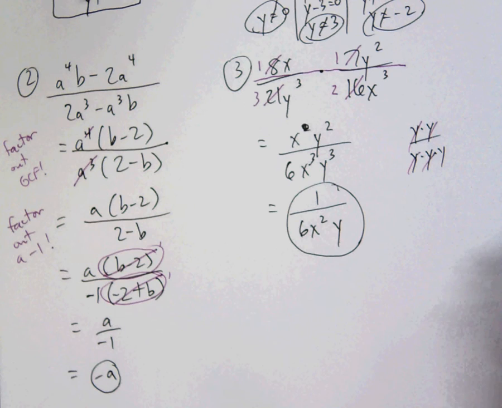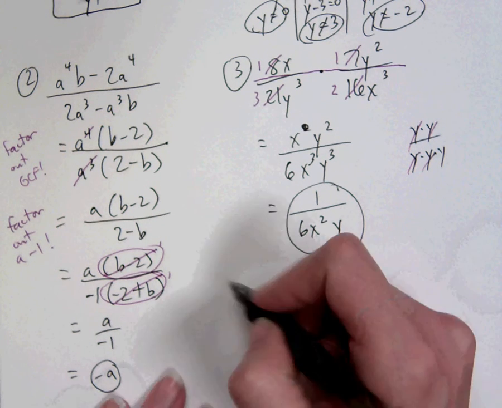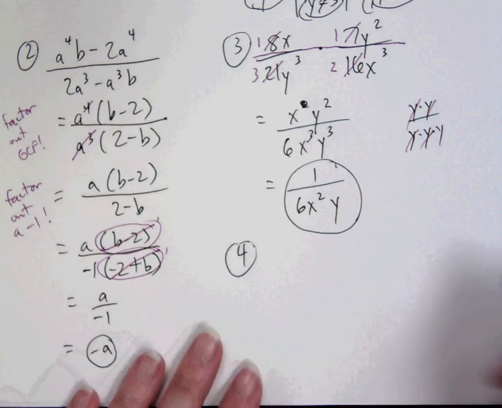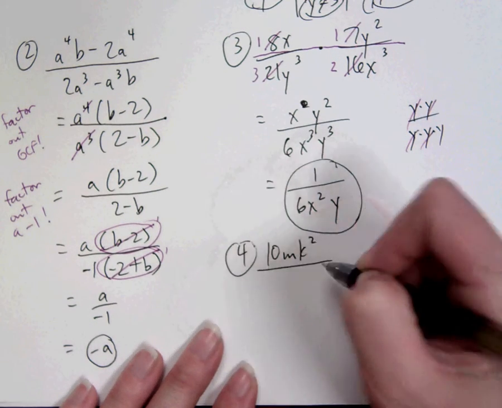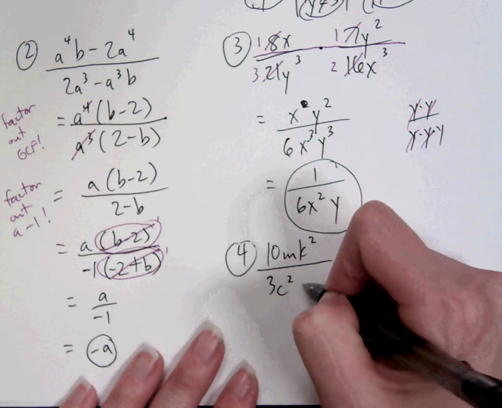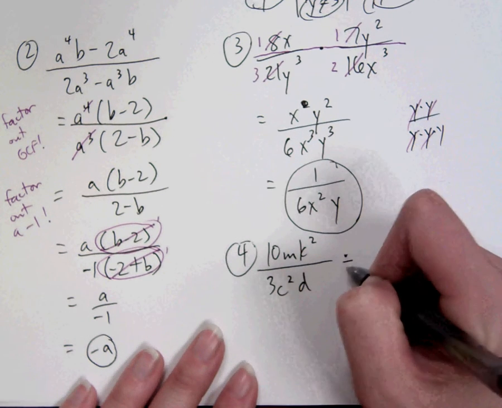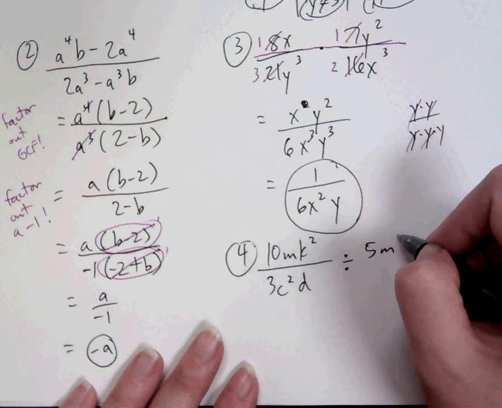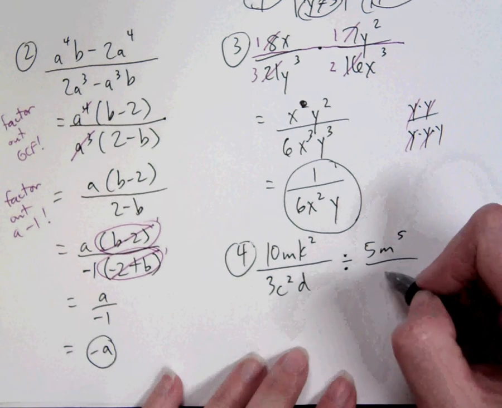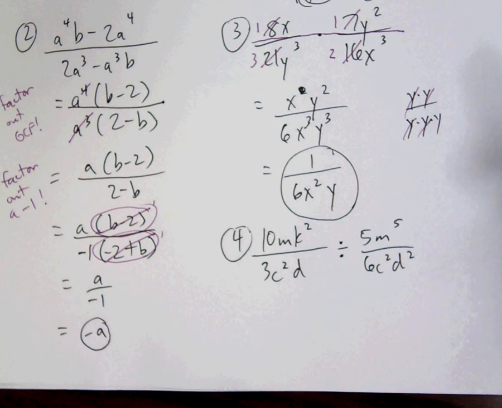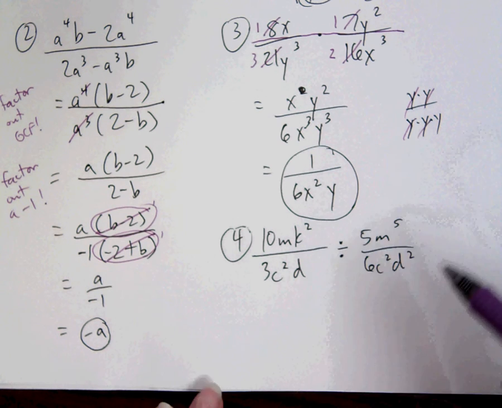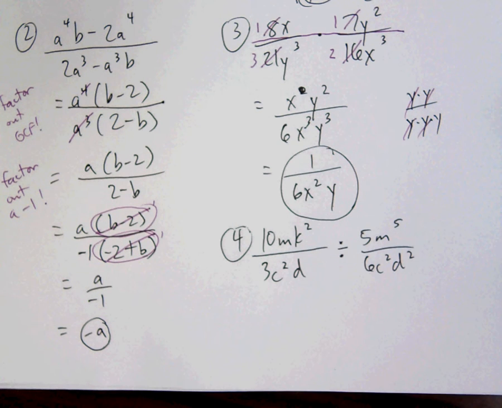Okay, I could do the exact same kind of thing with dividing. So, same kind of example here. I've got 10m k squared over 3c squared d divided by 5m to the fifth over 6c squared d squared. So, what's the difference between multiplying and dividing fractions? Well, I hope the first thing that comes to your mind when you say I'm dividing fractions is I'm actually going to multiply by the reciprocal.